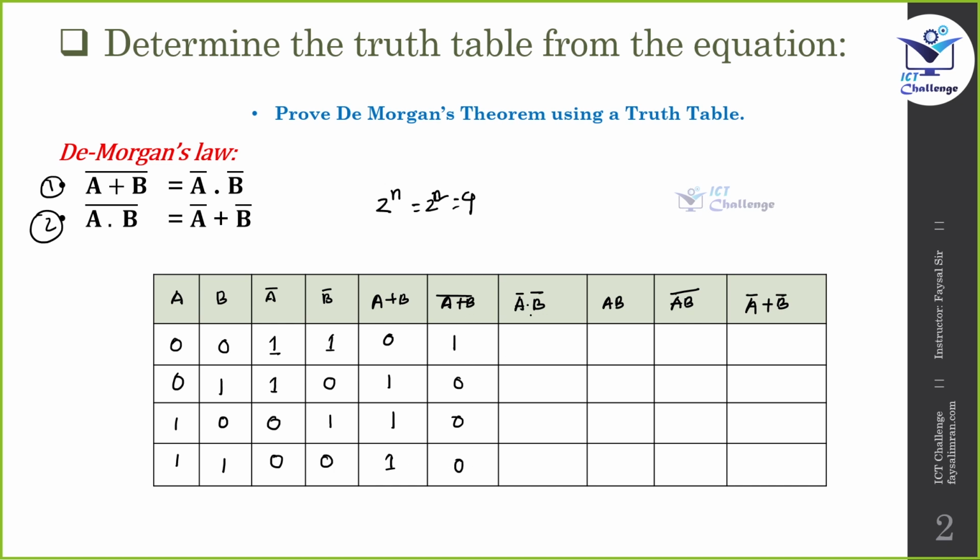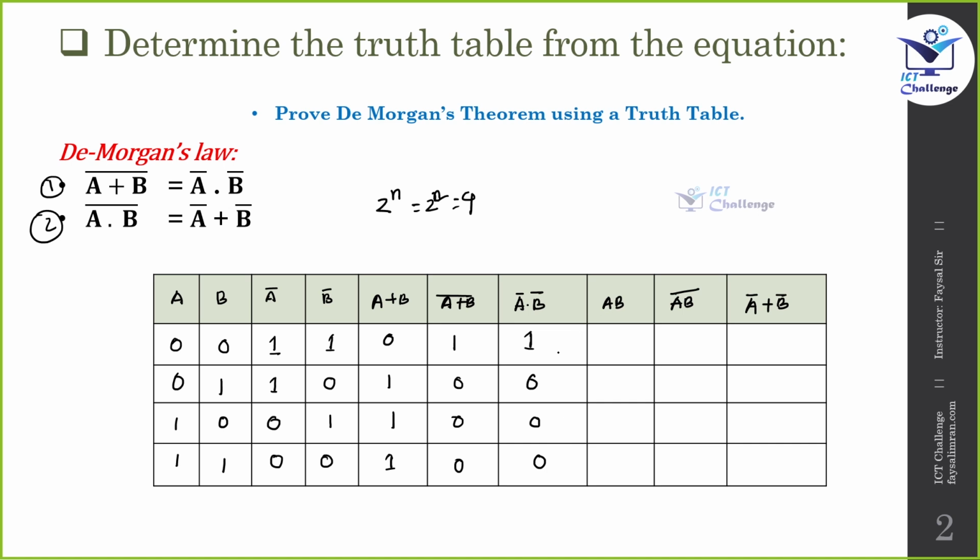And after that we have to find the value of a bar into b bar. That means we have to multiply those two values of a bar and b bar. So 1 into 1 you will get 1, also 1 into 0 you will get 0. Here 0 into 1 you will get 0, and 0 into 0 you will get 0. So I have to erase these things and place them again. So 0 into 1 you will get 0, and 0 into 0 you will get 0 also.